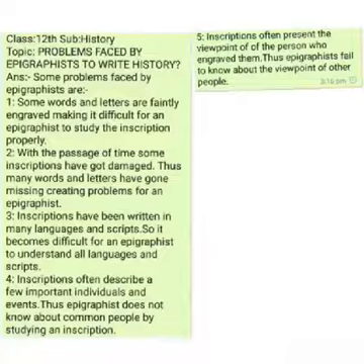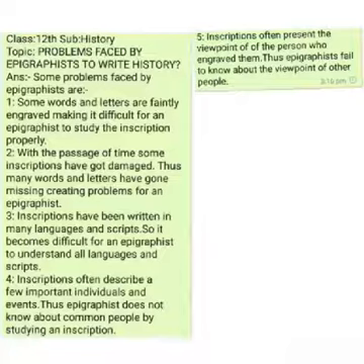Today, I am going to deliver a lecture for 12th class students of our institution. And our today's topic is, what are the problems faced by epigraphists in writing history? Dear students, let's understand the question in a proper sense and then answer it. The question I have been asked is, what are the problems and difficulties faced by epigraphists in writing history?